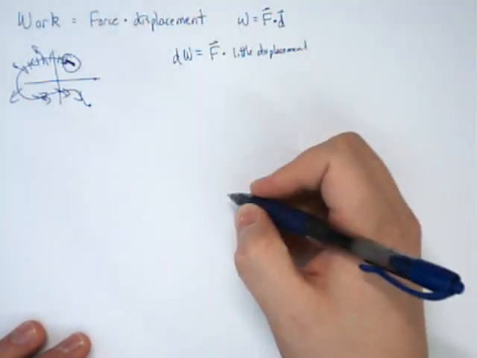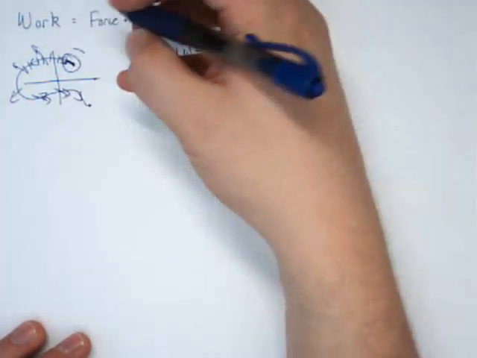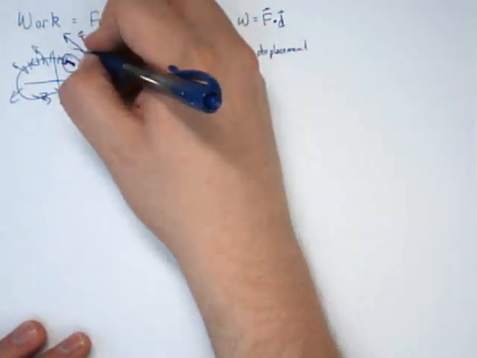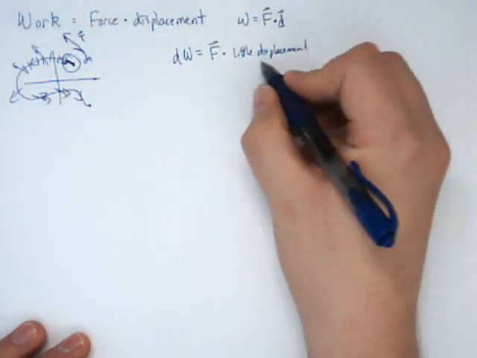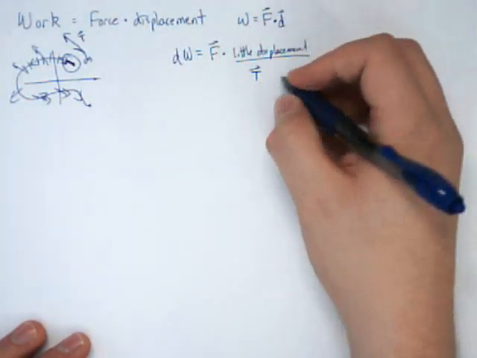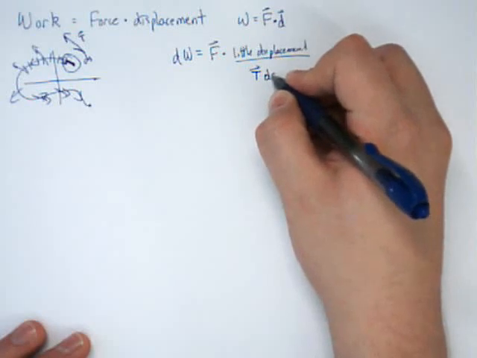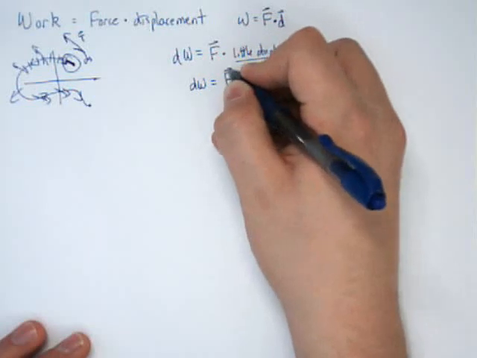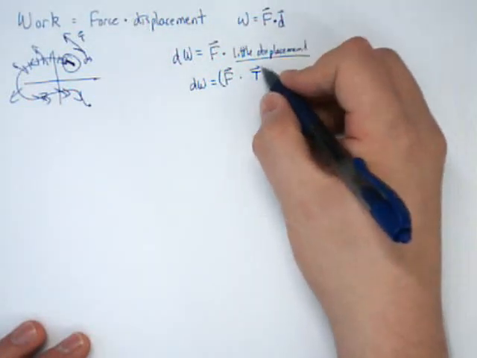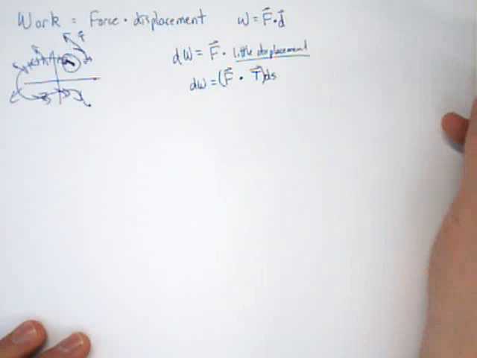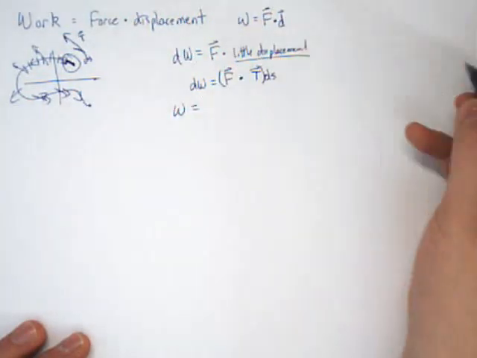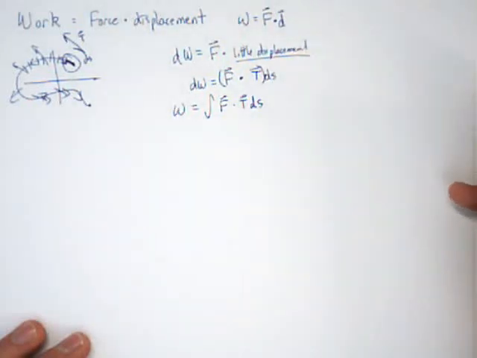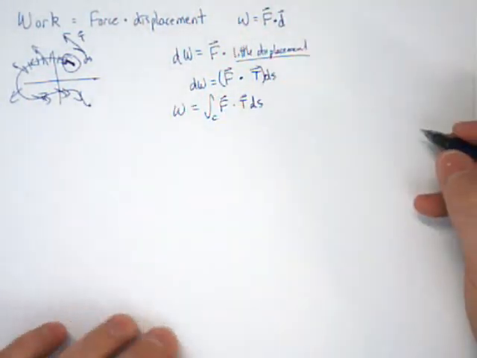So in order to find that displacement, the idea is I'm moving along a curve. I need a direction. The direction we're moving is T, and the length we've traveled is ds. So this little displacement is really the tangent vector, and I need a magnitude, which is ds. So a little bit of work is really your force dotted with the tangent vector times ds, which means if you want a total amount of work done, it's add up F dot T ds. I'm going to integrate along the curve C.